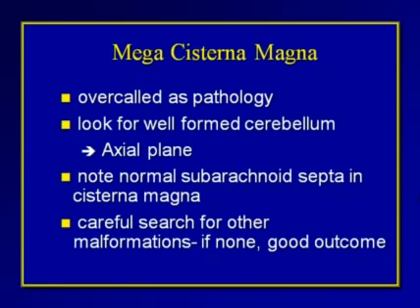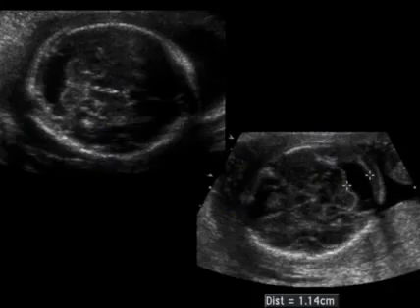There are normal septi that run through the back of the cisterna magna, and those can be identified and should not be mistaken for a cyst. And again, when the cisterna magna appears large, do a careful search of the brain for other malformations. If it's an isolated finding, the likelihood that there will be a good outcome in the fetus.